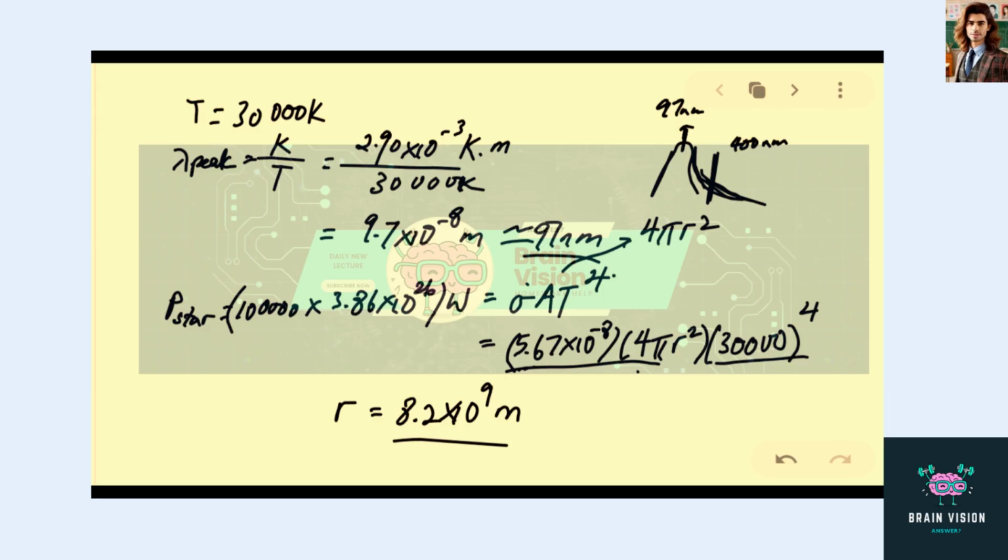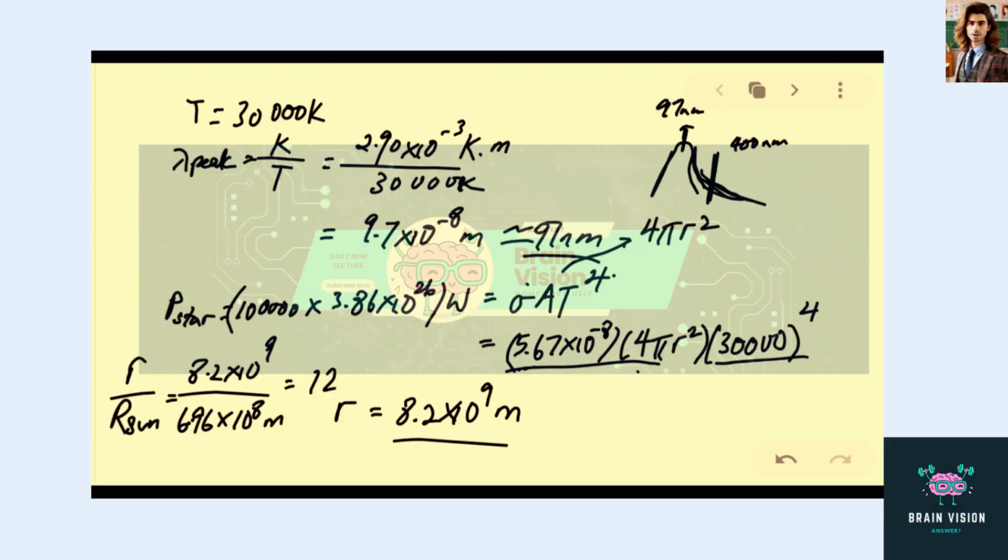Of course, comparing it to the radius of our sun, we take this r divided by r of the sun. We're given that the radius of the sun is about 6.96 times 10 to the power of 5 kilometers, so that's 10 to the power of 8 meters, and we get approximately 12. So the star is about 12 times larger than our sun.